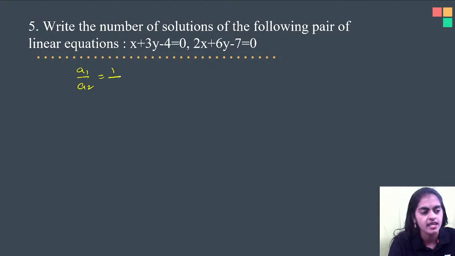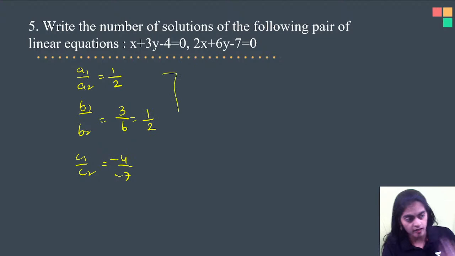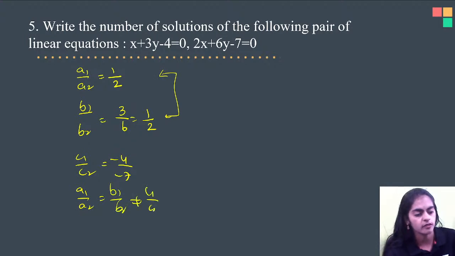A1 by A2 is 1 by 2. B1 by B2 is 3 by 6. C1 by C2 is minus 4 by minus 7. So here very clearly, this is also 1 by 2. A1 by A2 and B1 by B2 are equal. C1 by C2 is not equal. So I can write A1 by A2 is equal to B1 by B2, not equal to C1 by C2.